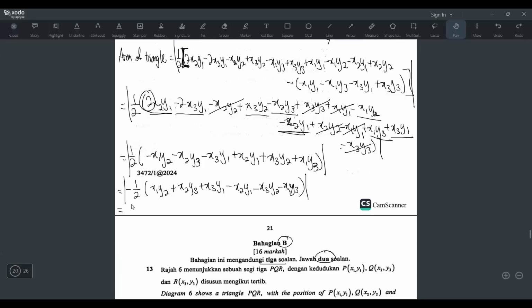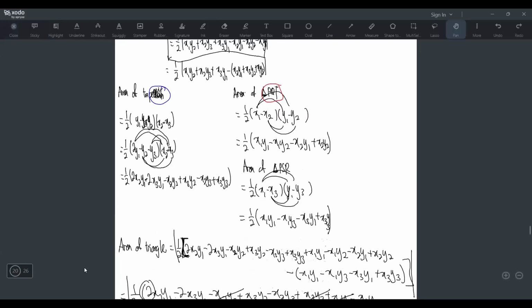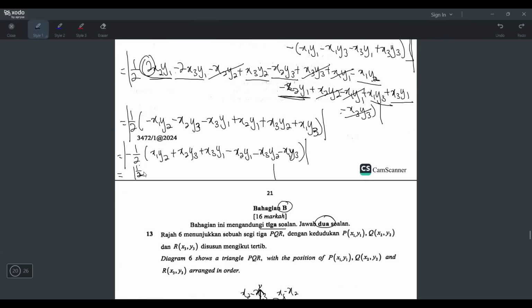So it's just end with modulus, and then everything here, 1/2, and all these things, right? Okay, so you just write down all this x1 y2 plus x2 y3, everything, just copy and paste.